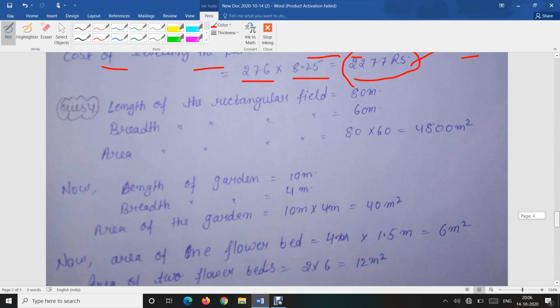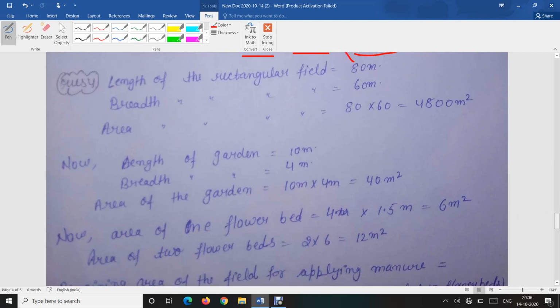Here the solution of this question is, the length of the rectangular field is given 80 meter, breadth is also given which is 60 meter. So the area of this rectangular field is 80 multiplied by 60, which gives 4800 meter square. Now length of the garden is given 10 meter, breadth of the same garden is 4 meter. So area of that garden is 10 multiplied by 4, which gives 40 meter square.